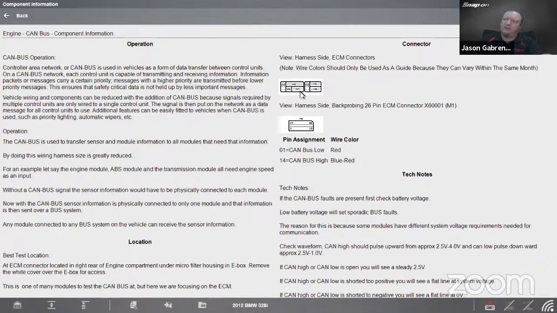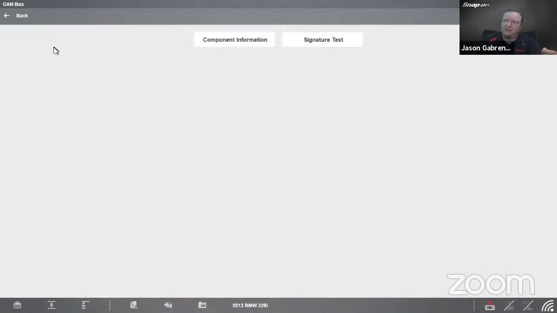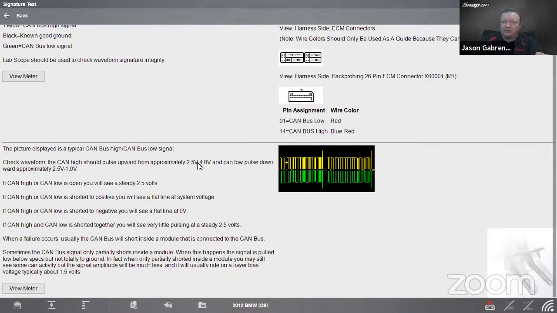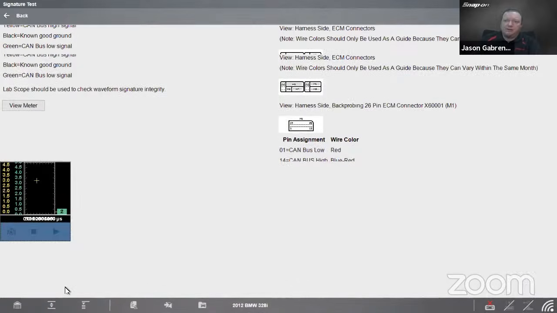Looks like in this case, it's also good to go to the ECM sometimes. So CAN low, CAN high tells you the wire colors, tells you where they are assigned as far as pins go. Or we could check it at the DLC as well. If I back up there and go into my signature test, you see it tells me where to connect my wires, yellow, black, and green, and then it gives me my pin assignments there. Signature test gives me a known good pattern on the screen. And then we can also look at the waveform information, which we're going to talk about right now.